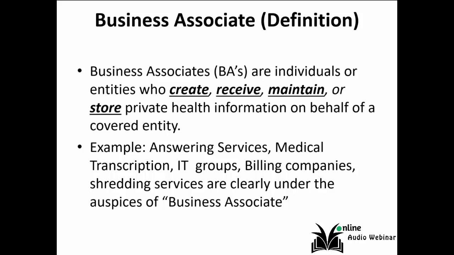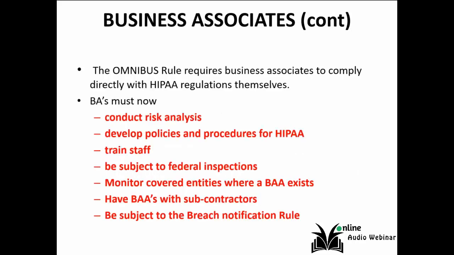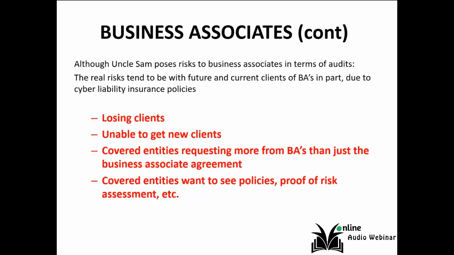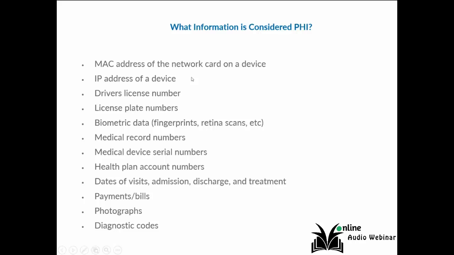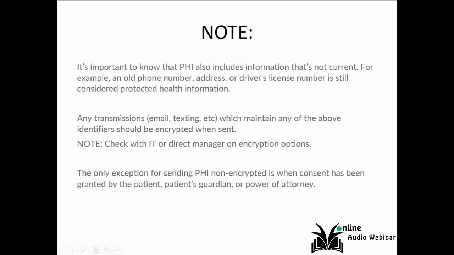Essentially, business associates are individuals or entities that create, receive, maintain, or store PHI on behalf of a covered entity or another business associate in some cases. Business associates must conduct their own HIPAA security risk assessments. And this is important to understand: yes, the federal government is enforcing the law a lot more than in the past. Let's talk about what is PHI. What is protected health information? The MAC address of the network card on your computer. Even old information can be considered PHI, like your old phone number, your old address, your old driver's license number.